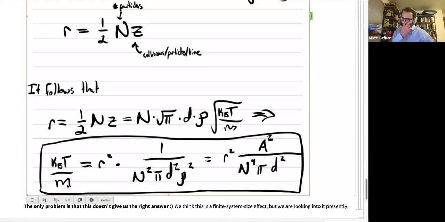I know that somebody just wanted to speak up, but just let me finish this one thought. I'm almost done. This is our vertical axis of our plot. R squared is the horizontal axis. So this should be the slope. The only problem is that this does not reproduce our data. So this is what thermodynamics predicts. We think that this is just a finite system size effect, but we're dotting our i's and crossing our t's and exploring precisely what this slope is.